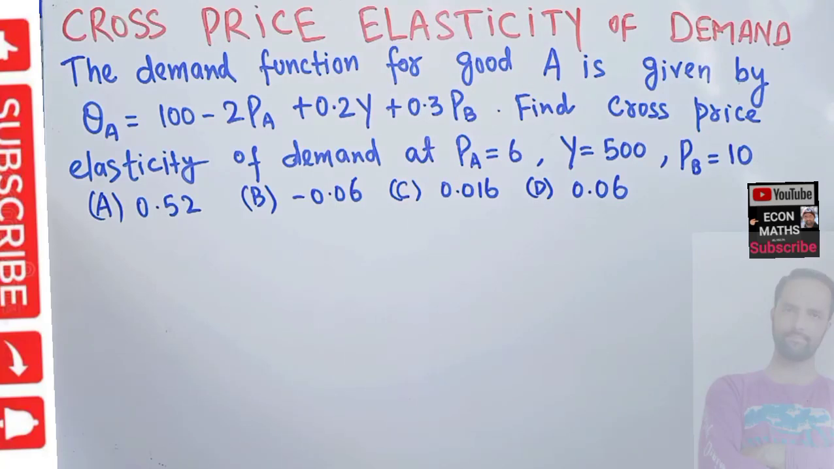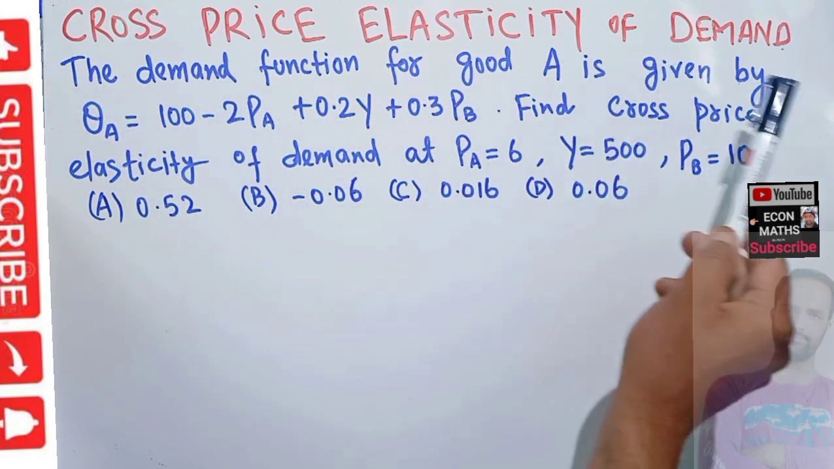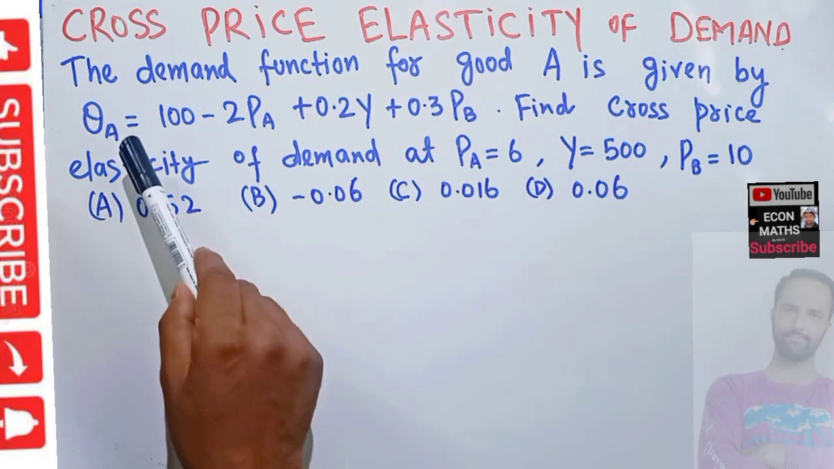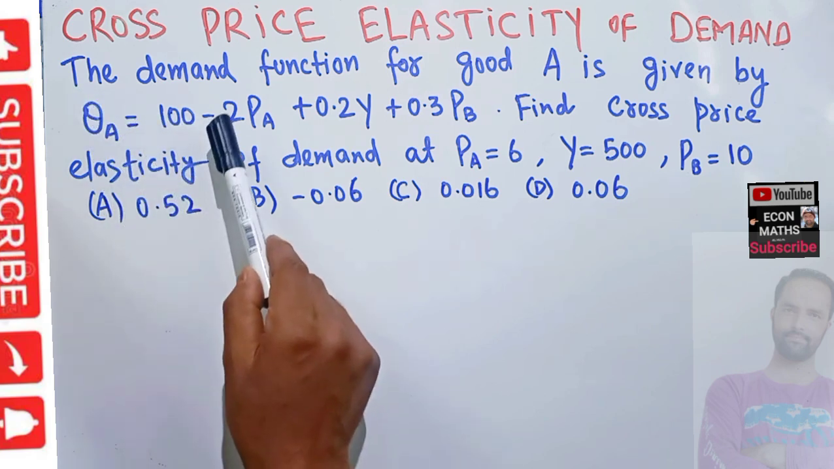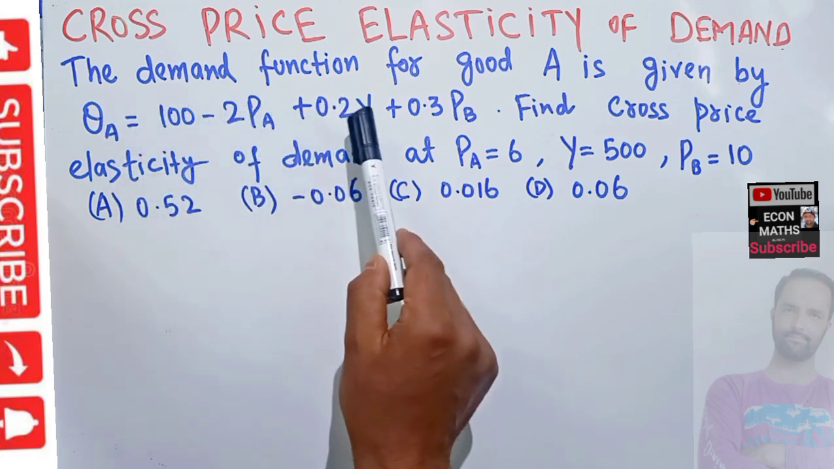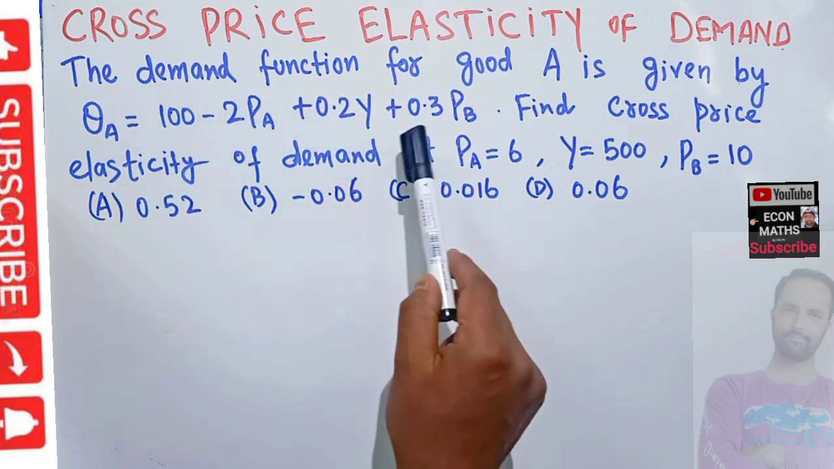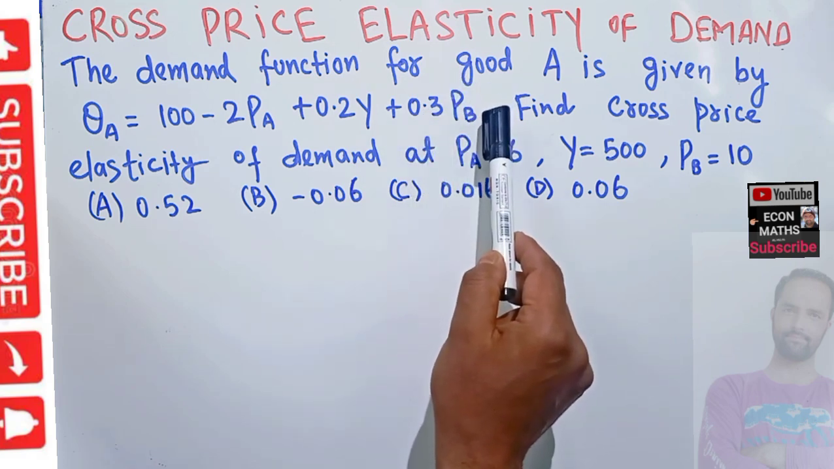Let's learn how to calculate cross price elasticity of demand. The question is: the demand function for good A is given by QA, which denotes the quantity demanded of good A, is equal to 100 minus 2PA, where PA is the price of good A, plus 0.2y, where y is the income, plus 0.3PB, where PB is the price of another good B.